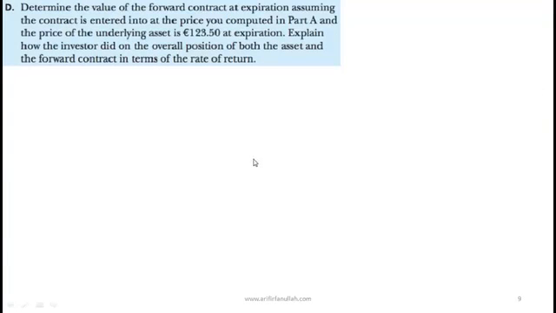Okay, now this is roughly from level 1. What happens at maturity? So determine the value of the forward contract at expiration, assuming the contract is entered into at the price you computed in A, which was 100, so that forward was 130.99. The price of the underlying asset is 123.50 at expiration. Okay, so who benefited?